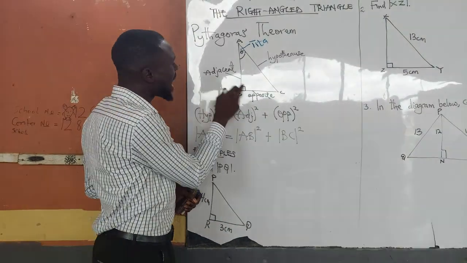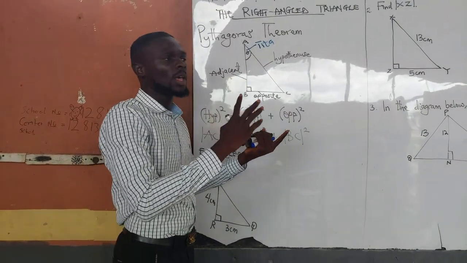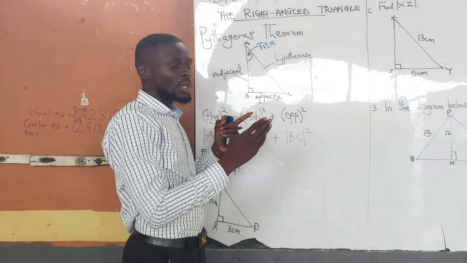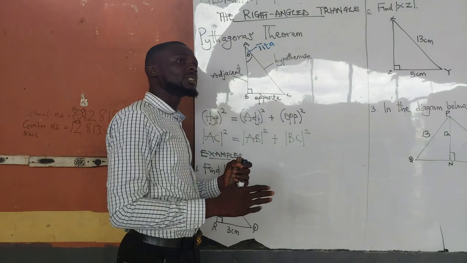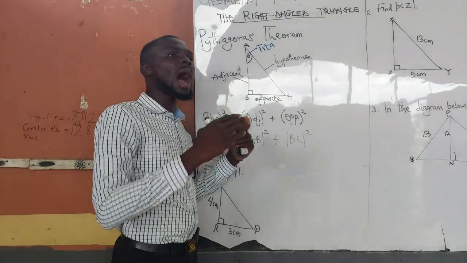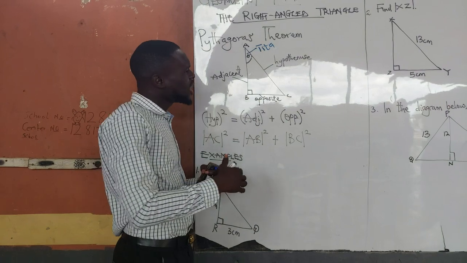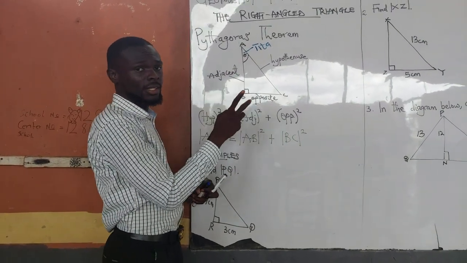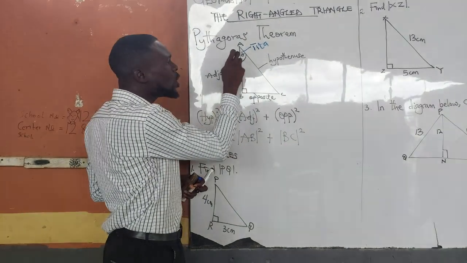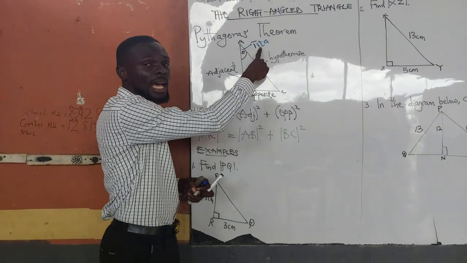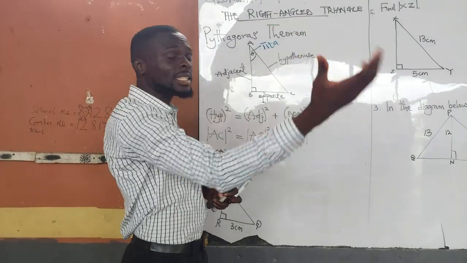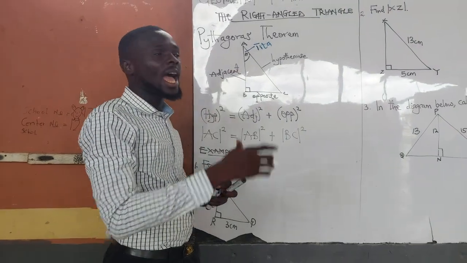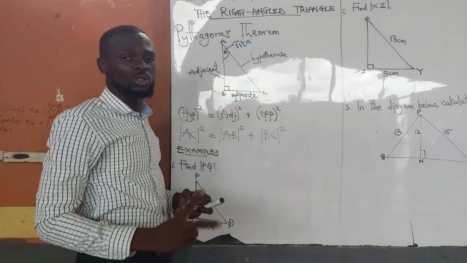Now the remaining two sides change. As this is the adjacent, sometimes it becomes the opposite. And as this one being the opposite, sometimes it becomes the adjacent. Now, how can the name change? With the right angle triangle, the name of the other two sides changes depending on the location of this angle, which is theta. Theta is used to represent an unknown angle. So the position of theta helps us to know the name of the other two sides.